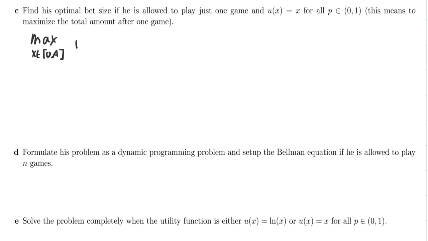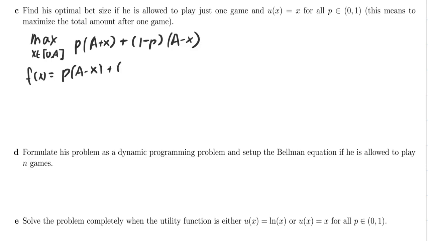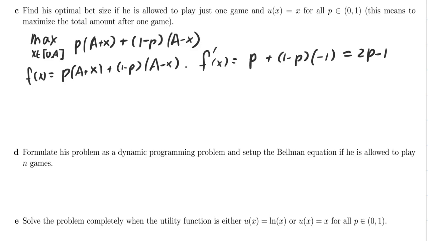And if we win, then we have a plus x. If we lose, with probability 1 minus p, we have a minus x, right? And we have this function f of x is p times a plus x, plus 1 minus p times a minus x. So we take the derivative with respect to x, we have p, plus 1 minus p, and remember the chain rule, we have -1, so we have 2p minus 1.